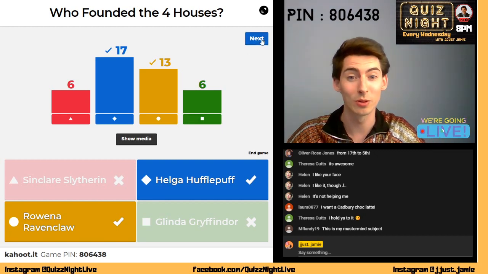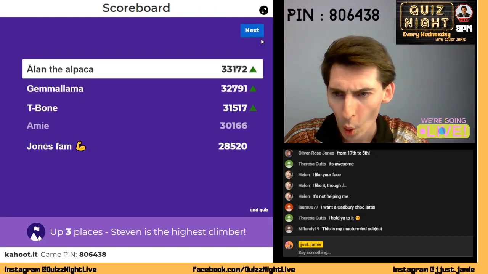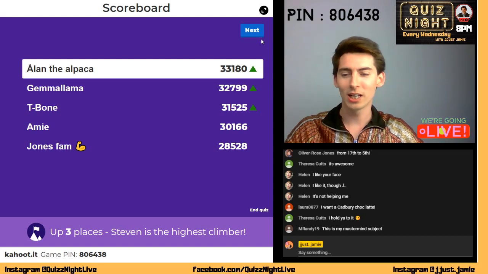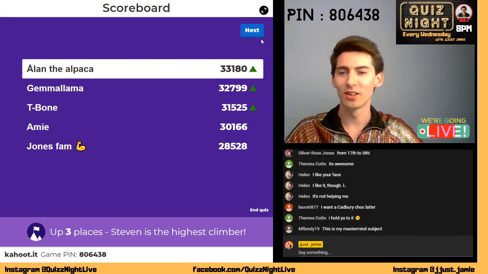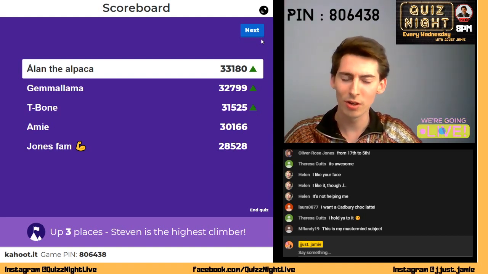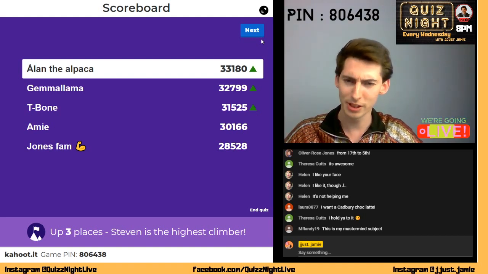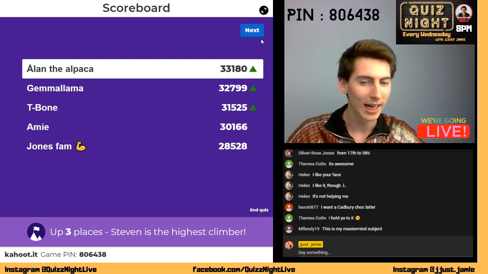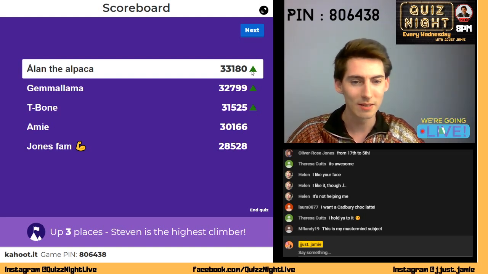So let's look at the leaderboard. Alan the Alpaca was fast. Gemma Llama T-Bone all rising. Amy, you didn't know that one, or you only knew a little bit of it. It's still a strong top 5 here. And Stephen, well done, up 3 places.